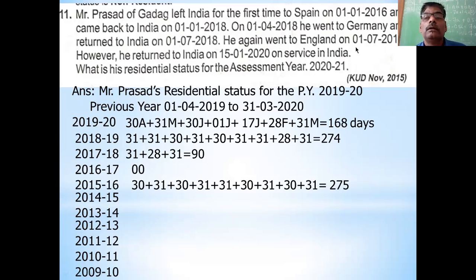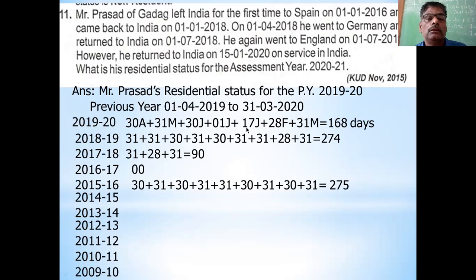From this period, 1/4/2019 to 1/7/2019, this period is nothing but April, May, June, July 1. On July 1st, he went out and returned to India on 15/1/2020. 15/1/2020, again he is in India.